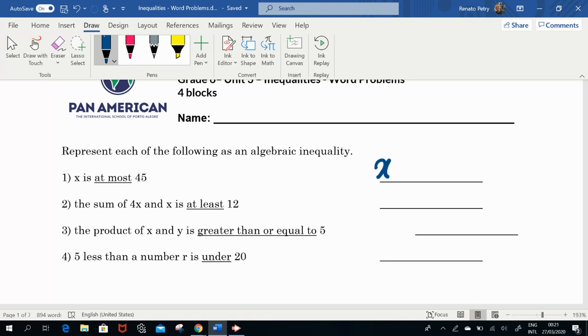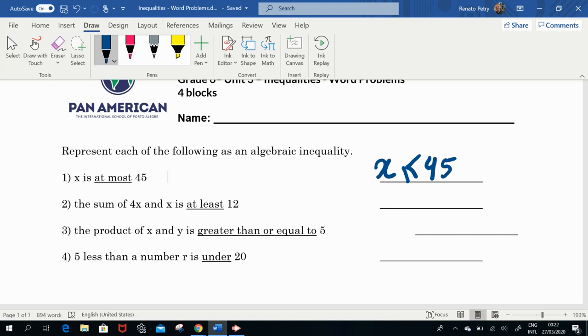So the inequality that it would represent is this. If x is at most 45, all the numbers that could represent x have to be less than or equal to 45, because x is at most 45, the maximum it can reach. Number two, the sum of 4x and x is at least 12.